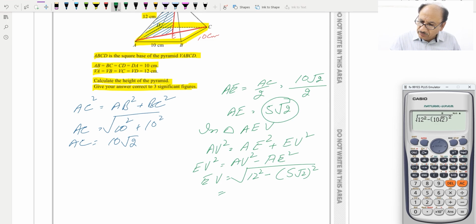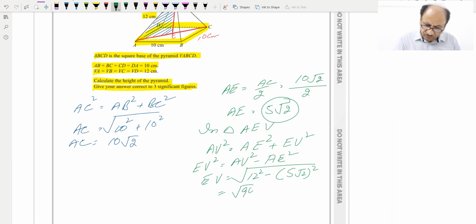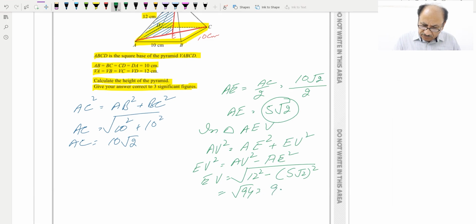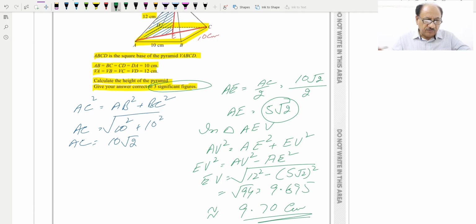So this will be 5 under root 2, 5 under root 2, and this gives us the square root of 94, and the decimal value will be 9.695. They're saying 3 significant figures, so 3 significant figures will be 9.70. So this will be in centimeters. This is the final answer for this question.